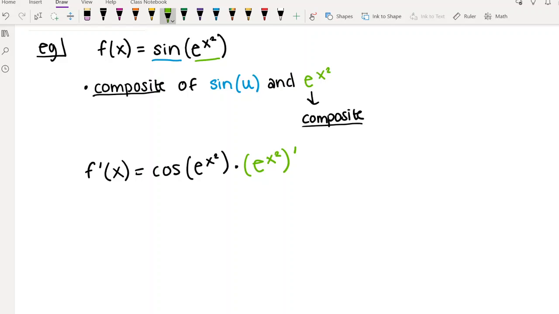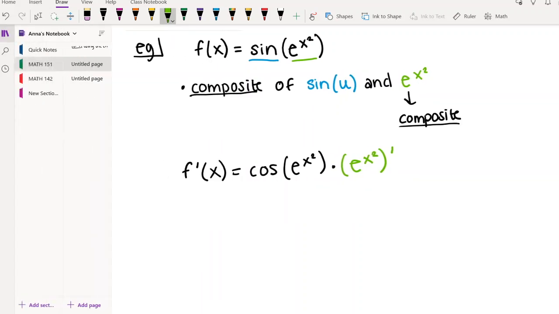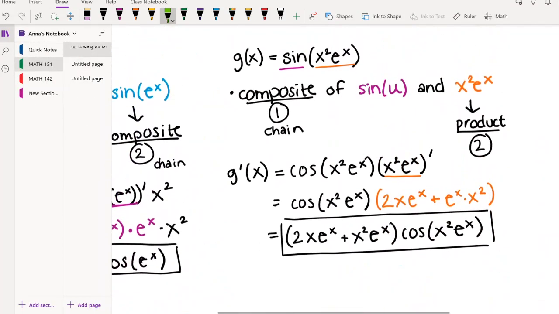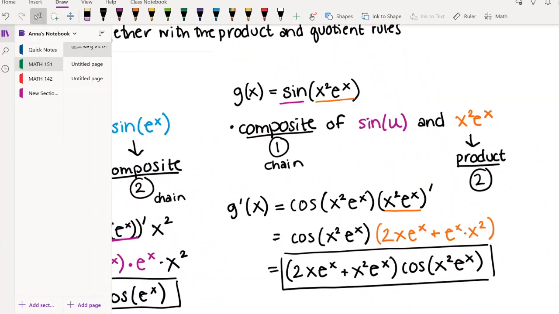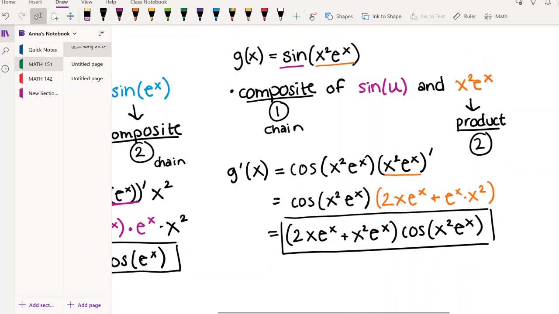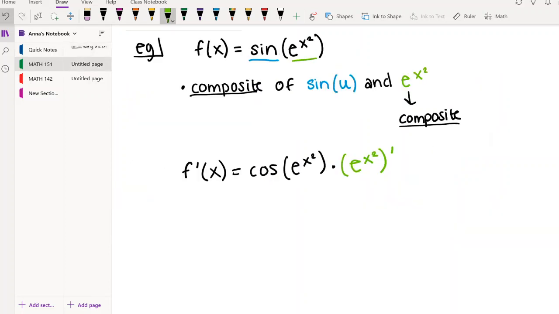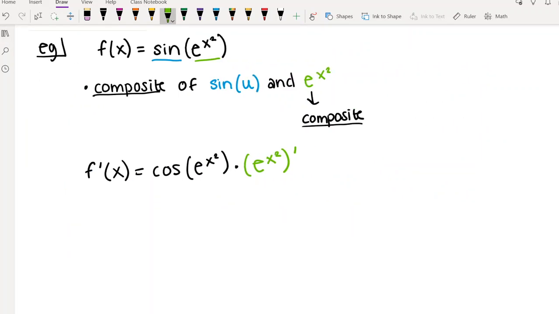If you go back, for example, to the second example we did, it's similar at the beginning, right? In that example, we had sine of a product. And so we started by using the chain rule, and we used this placeholder to say, okay, now we're taking the derivative of the inside. And in that example, the derivative of the inside required the product rule. In this example, the derivative of the inside is going to require the chain rule again.